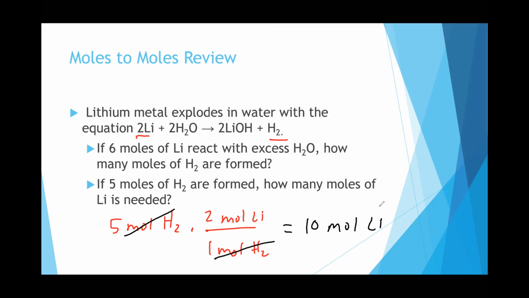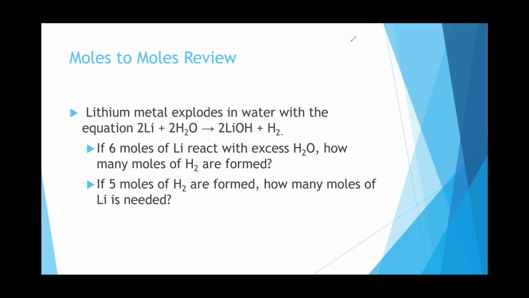We can also do it by proportions. Lithium is 2 to 1. So we have 5 here. We multiply this by 5. So this would be multiplied by 5 as well. So we get 10. So either way, we get 10 moles of lithium. So this is an important part of our grams to grams conversion.